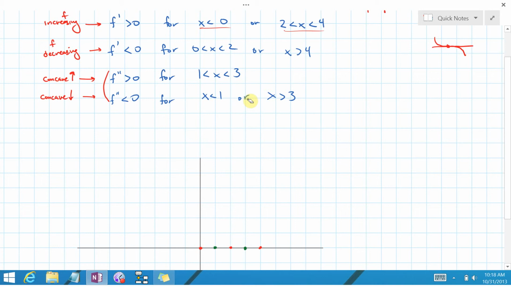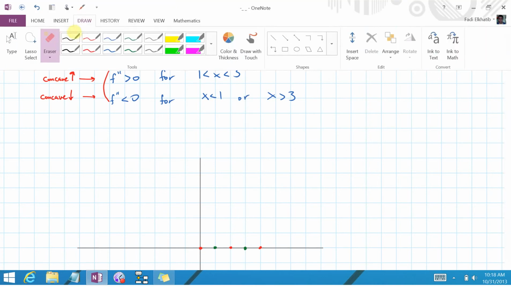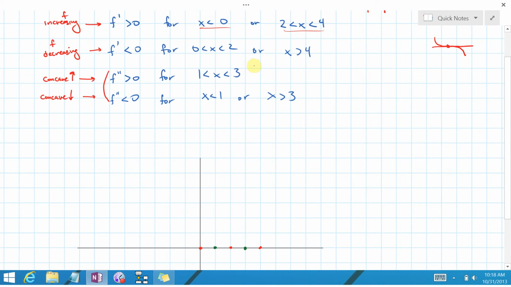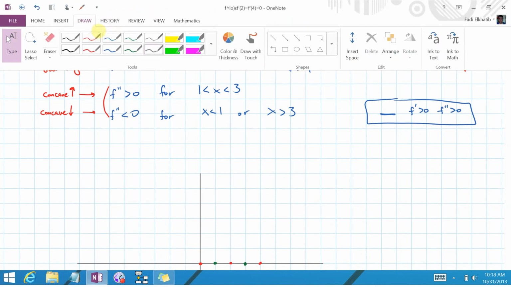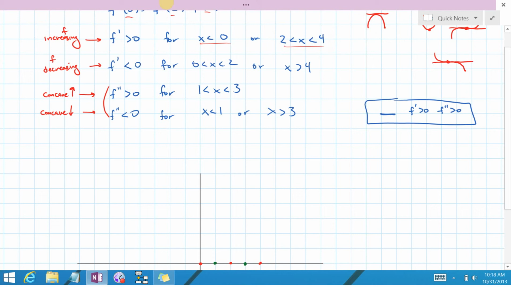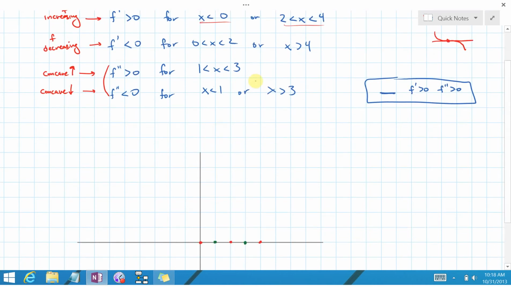So let's color code this thing. Let's make it real easy, and I'll even use more exotic colors in a moment. Let's draw the interval in blue if f prime is positive and f double prime is positive on that subinterval. Let's draw it in gray if f prime is positive, which means we're increasing, but f double prime is negative, which means we're concave down. So that would look something like that. Concave down, but still increasing.